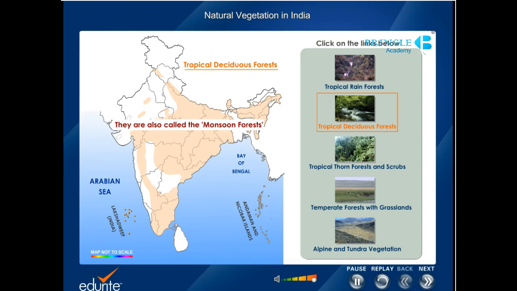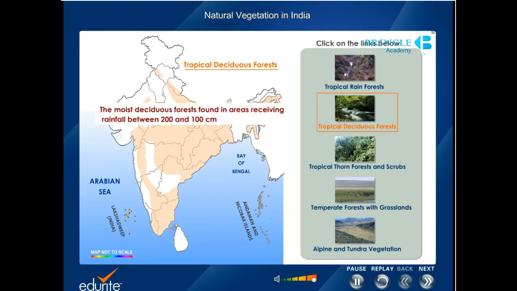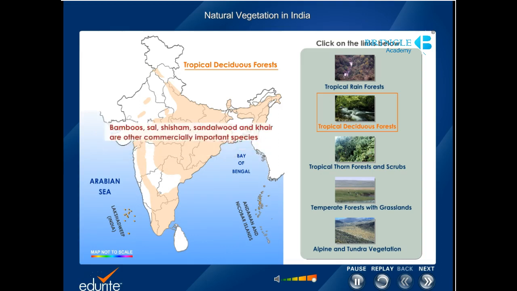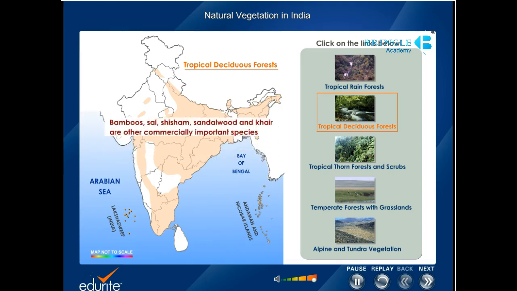Let us understand the features of these forests. The moist deciduous forests are found in areas receiving rainfall between 200 and 100 centimeters. These forests are found mainly in northeastern states along the foothills of Himalayas, Jharkhand, West Orissa, Chhattisgarh, and the eastern slopes of the Western Ghats. Teak is the most dominant species of this forest. Bamboos, sal, shisham, sandalwood, and khair are other commercially important species.